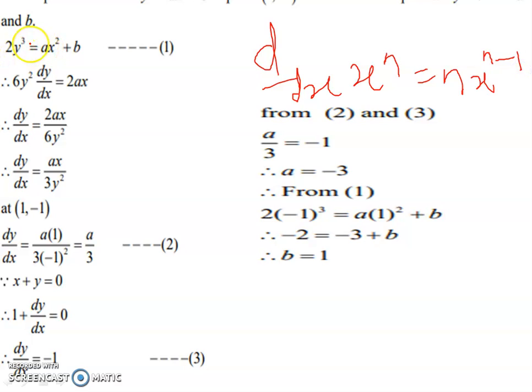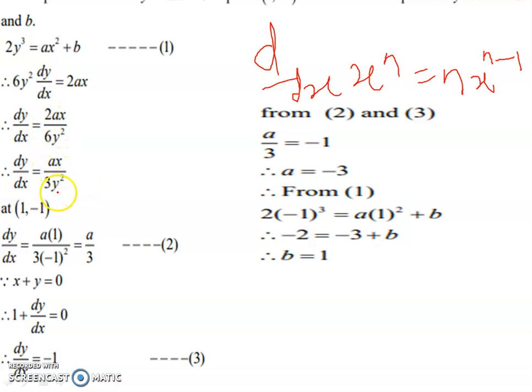In this way, y cube derivative is 6y square dy by dx, ax square derivative is 2ax and the derivative of a constant is 0. So equating, dividing by 6y square, we have dy by dx is equal to 2x upon 6y square. 2 times 3 is 6.